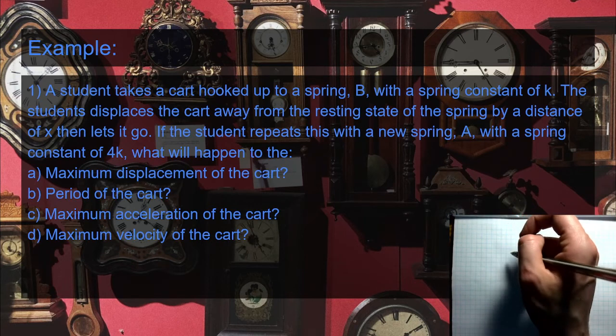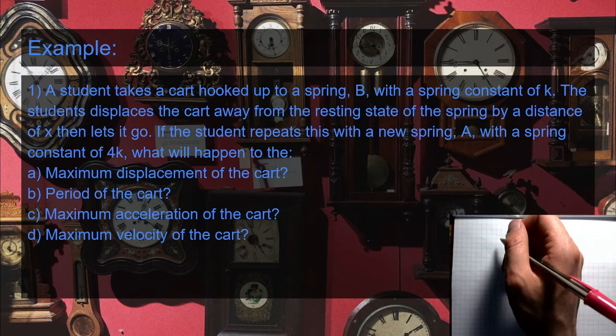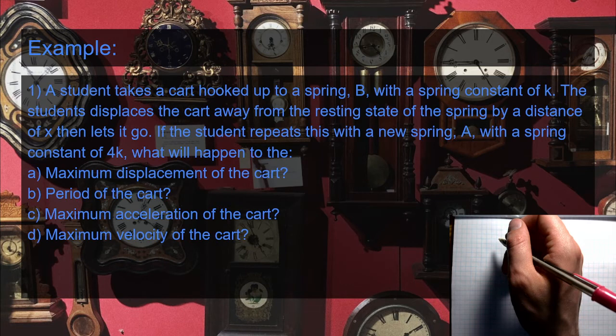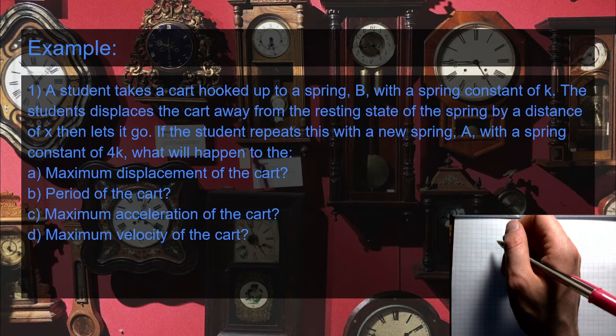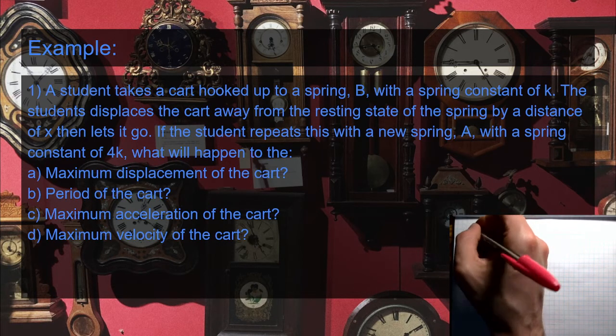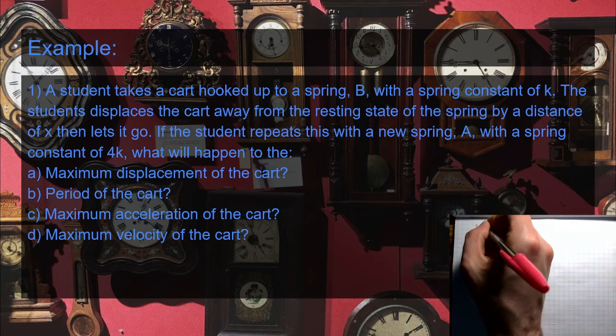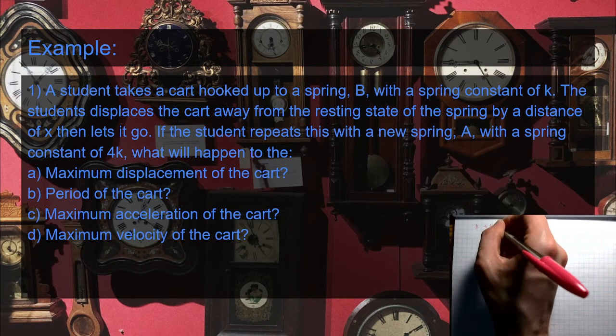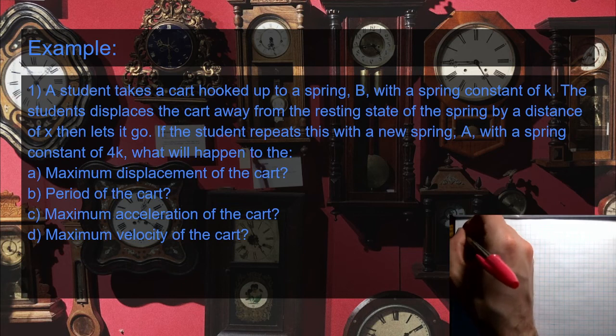So, a student takes a cart that's hooked up to a spring with a spring constant of k. The student displaces the cart away from the resting state of the spring by a distance of x, then lets it go. The student repeats the process with a new spring with a spring constant of 4k. Great. So spring constant of k is going to a new spring constant of 4 times k.